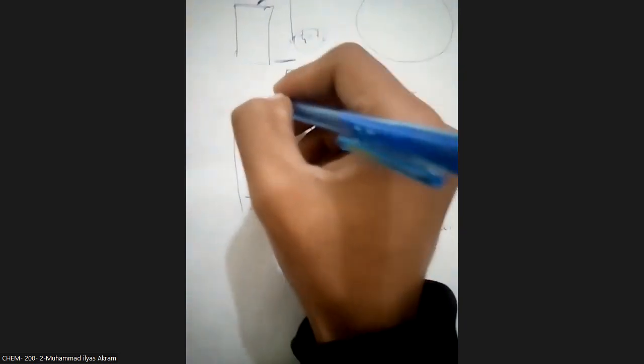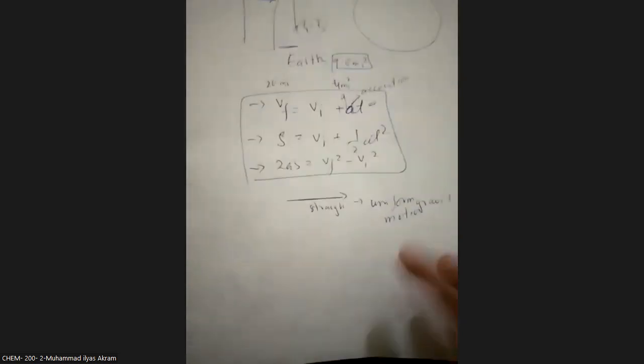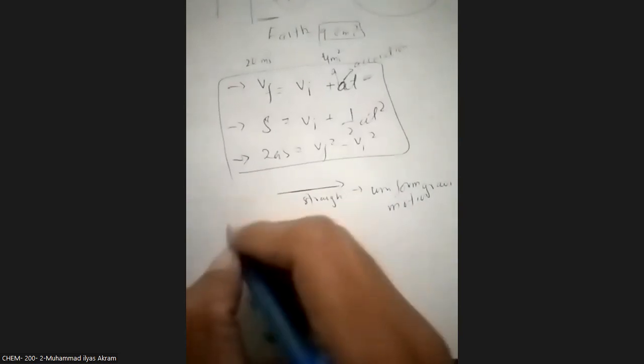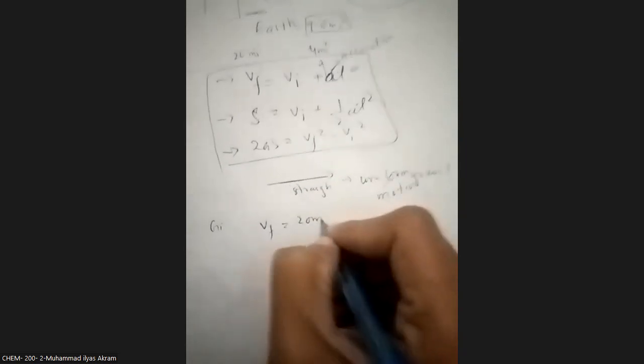If somebody is moving with a velocity of 20 meters per second and has an acceleration of 4 meters per second squared, so what will be the time? We can solve this simply, as the data is Vf equal to 20 meters per second, while the initial velocity is 0 meters per second, and acceleration equal to 4 meters per second squared, while we have to find t.